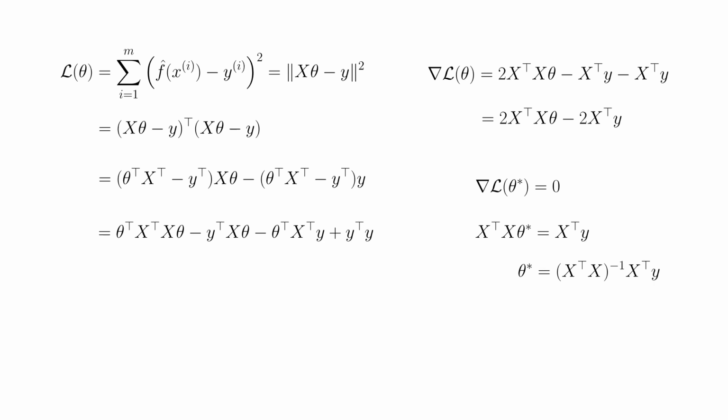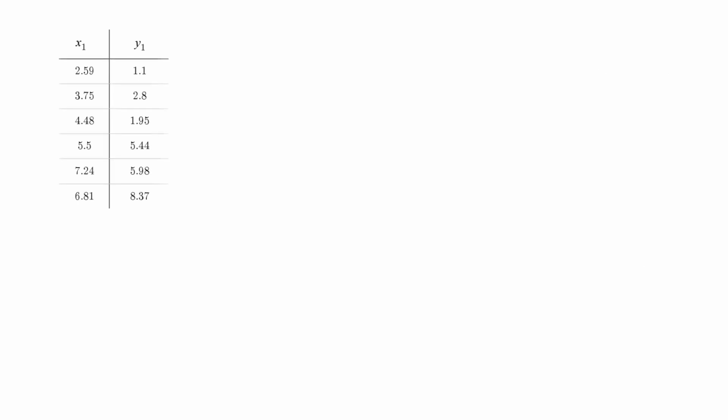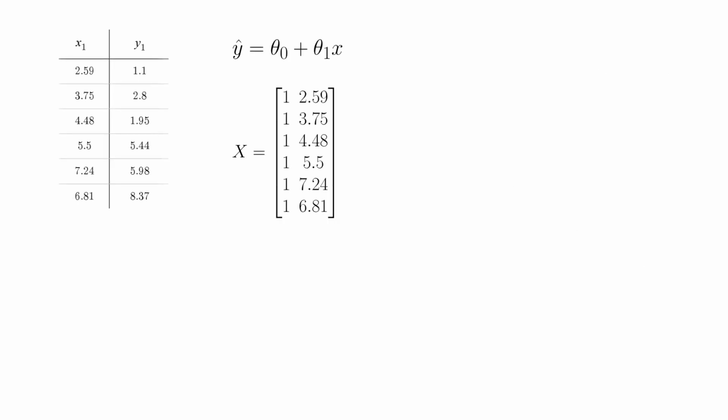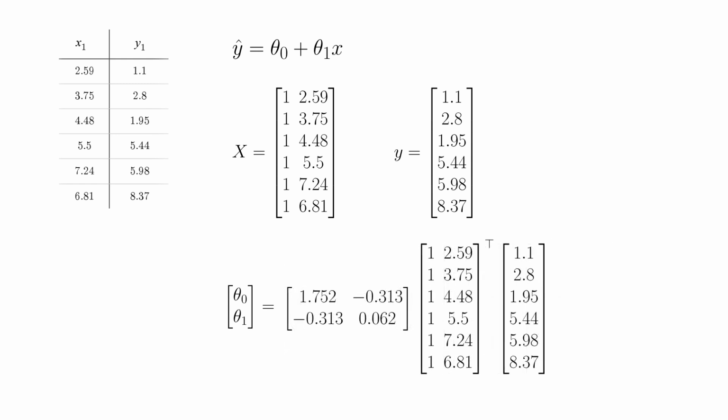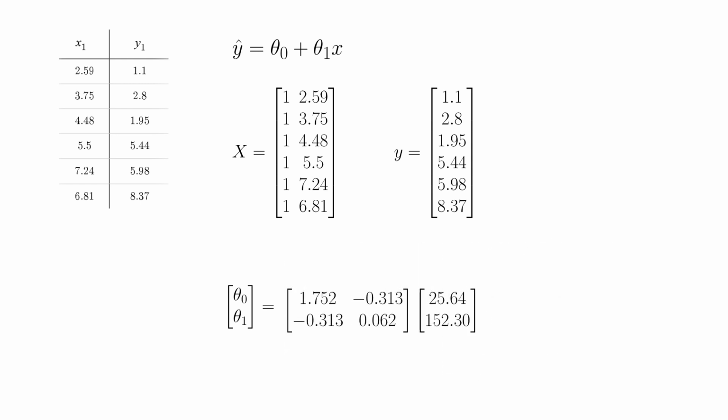Now, with our newly found formula, we can apply it to our example. First, we write down the X and y matrices. Then, we apply our newly found formula and perform this series of calculations. This gives theta 0 to be negative 2.78 and theta 1 to be 1.39. Theta 0 would be the y-intercept of our straight line and theta 1 would be the slope.